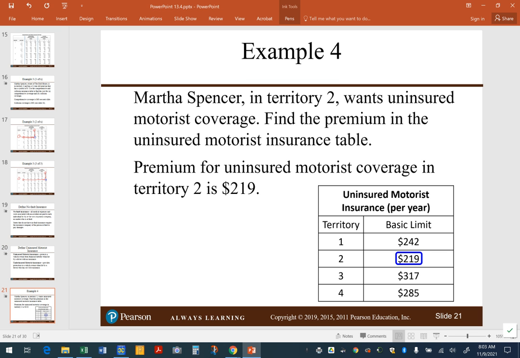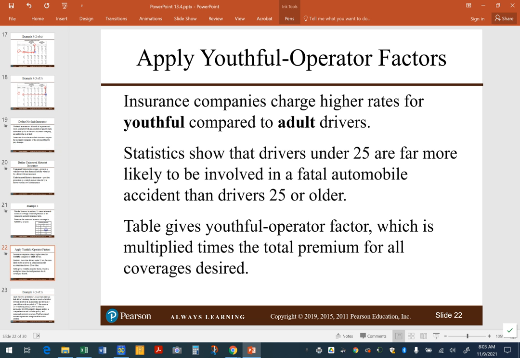And again, there's a pricing table for that. For example, Martha Spencer, she lives in Territory 2, and she wants the uninsured insurance coverage. So that's Territory 2, costs her $219. The next factor in your auto insurance is the youthful operator, and we talked a little bit about that. When you're under age 25, you are going to pay a higher premium just because you are more likely to be in an accident. So they multiply the cost of insurance by what's called a youthful operator factor.